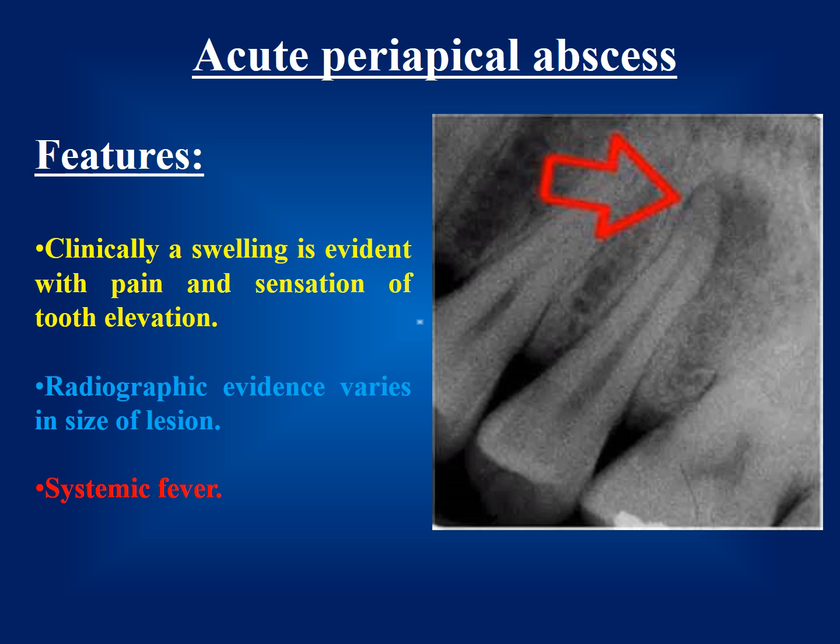Acute apical or periapical abscess, here we see clinically swelling is evident with pain and sensation of tooth elevation. This is due to the collection of pus in the apical or in the periapical region. Radiographically, there is evidence of a lesion. Of course, the size of the lesion varies considerably, and there is systemic fever.